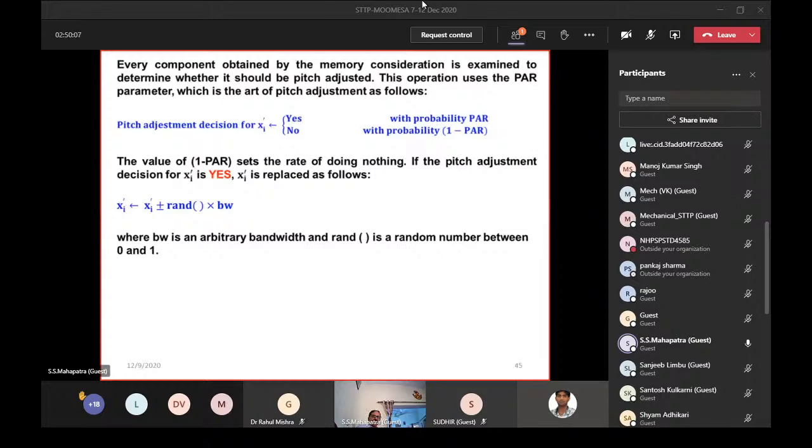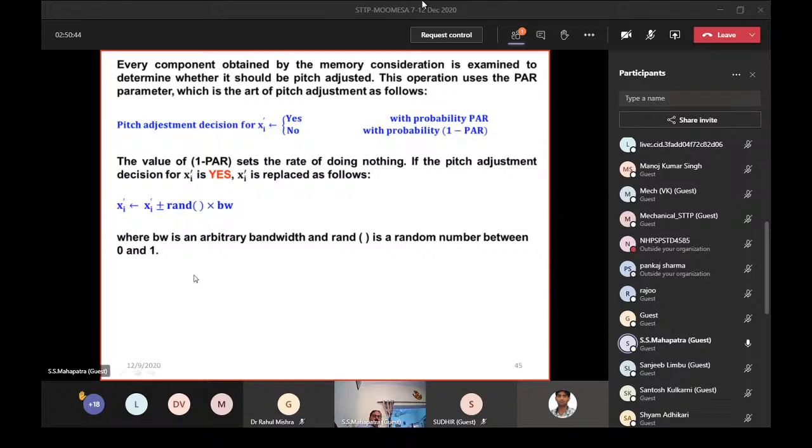So if the value is 1 minus PR, then nothing is to be done. If the pitch adjustment decision variable for xi prime is yes, then xi prime is replaced with xi prime equal to xi prime plus or minus rand into BW, where BW is known as the bandwidth. So this rand is nothing but a random number between 0 and 1.